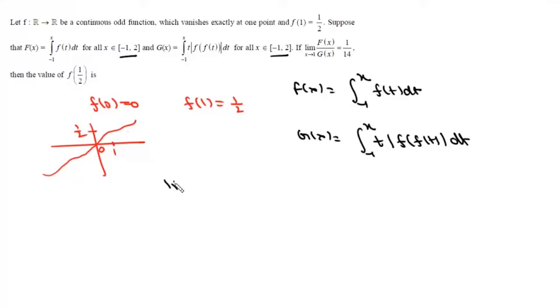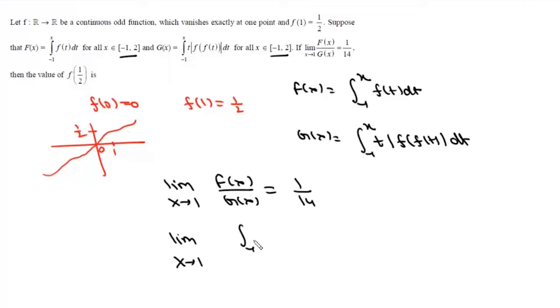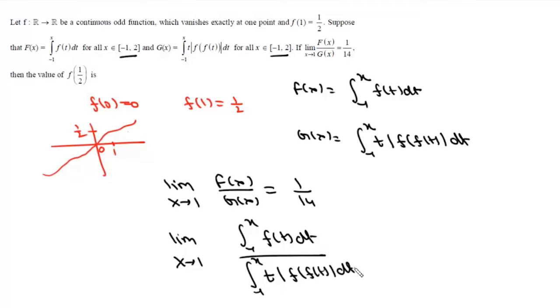Now it is given that this limit x tends to 1 F of x upon G of x is 1 by 14. Now we'll write this as this limit x tends to 1, and then this integral from minus 1 to x f of t dt upon this integral from minus 1 to x t into mod of f of f of t dt, that is equal to 1 by 14.